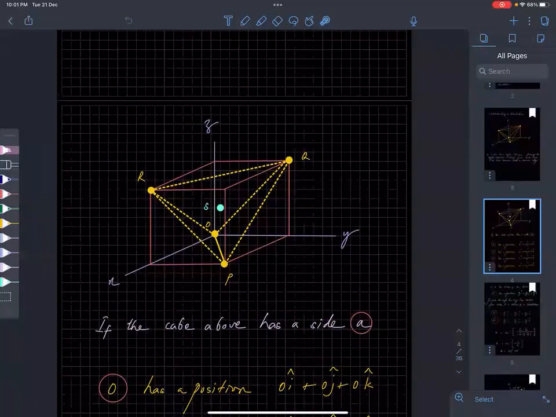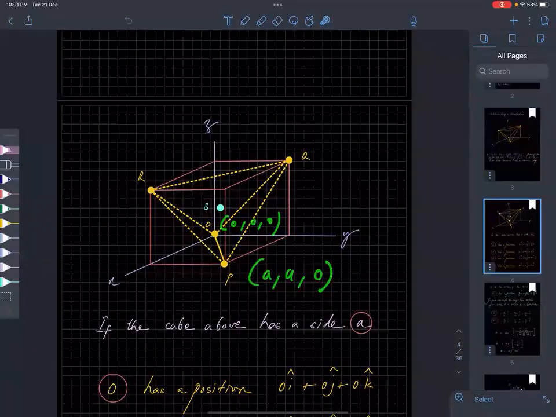what will be the position vectors of these points? What about O? What will be the coordinates of O? It will be 0, 0, 0. Agreed? Okay? What about point P? It will be A, A, 0. Are you understanding?